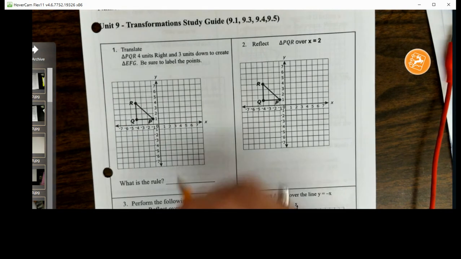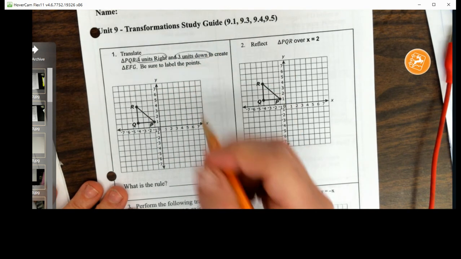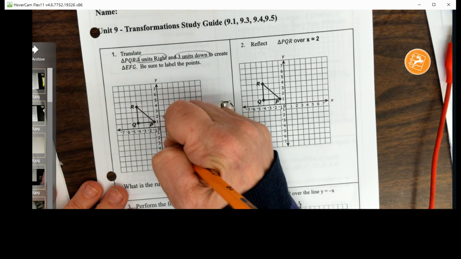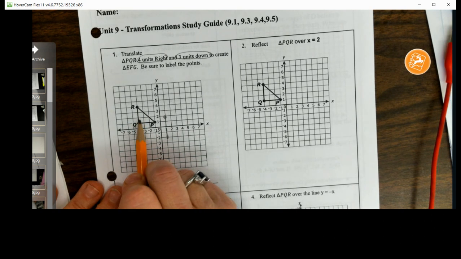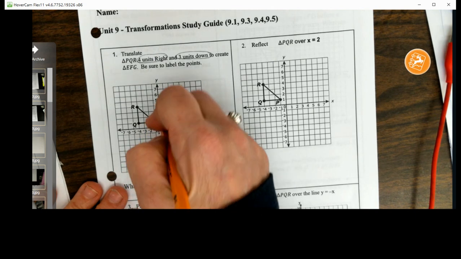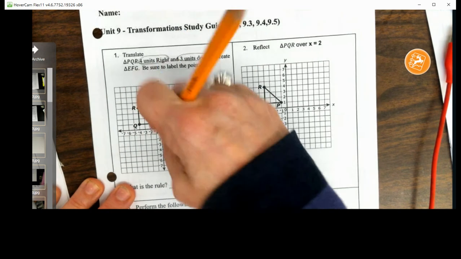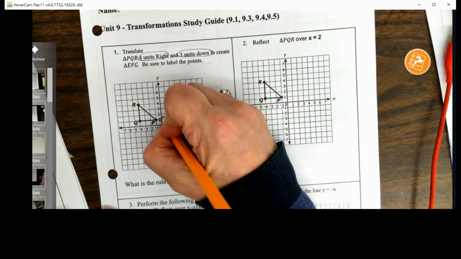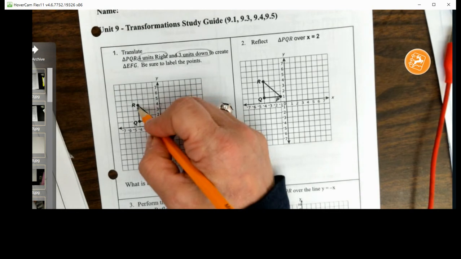Let's start off with the first one, and it says we want to move 4 units right and 3 units down. 4 units right for R is 1, 2, 3, 4, and 3 units down, 1, 2, 3. So this is our new point R. This is R prime, and once I have R prime, it's easy for me to sketch out the rest.